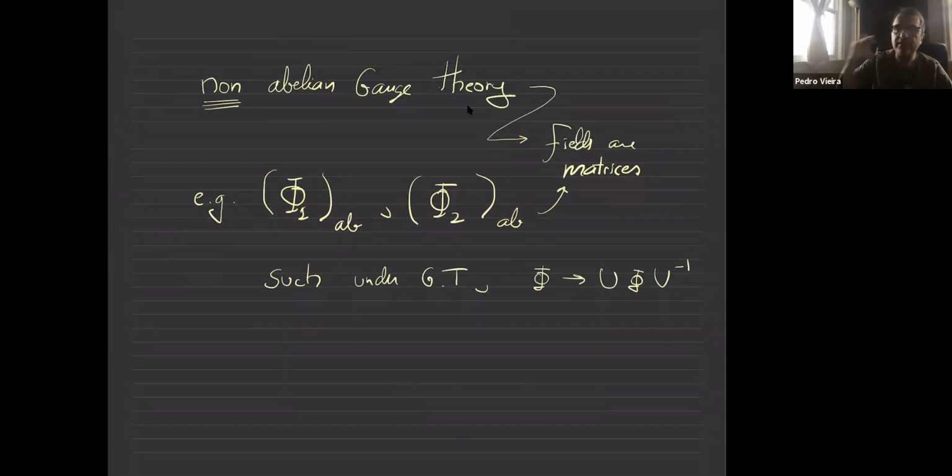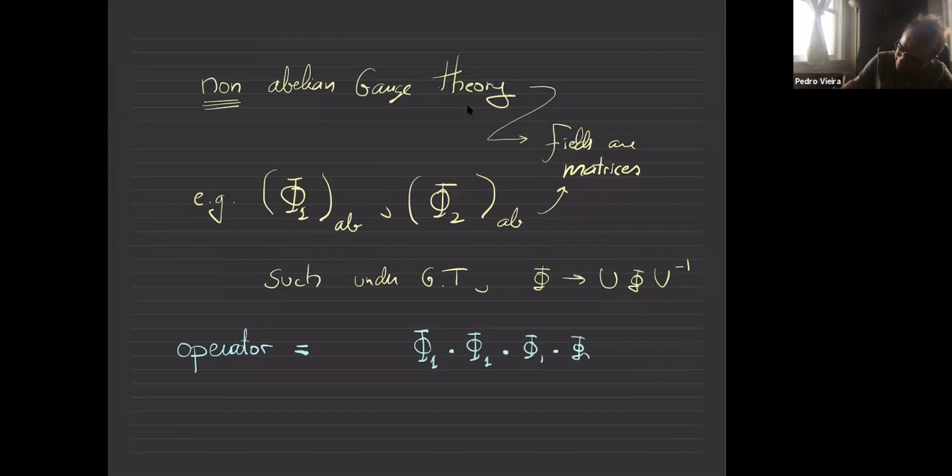Then, what are the objects that we construct in a field theory? We multiply fields. We construct products of fields, right? But now, because they are matrices, the order matters how we multiply them. So an operator in my field theory would be equal to multiplying these fields, but the order matters. I would do phi one times phi one times phi one times phi two times phi one times phi two, etc.